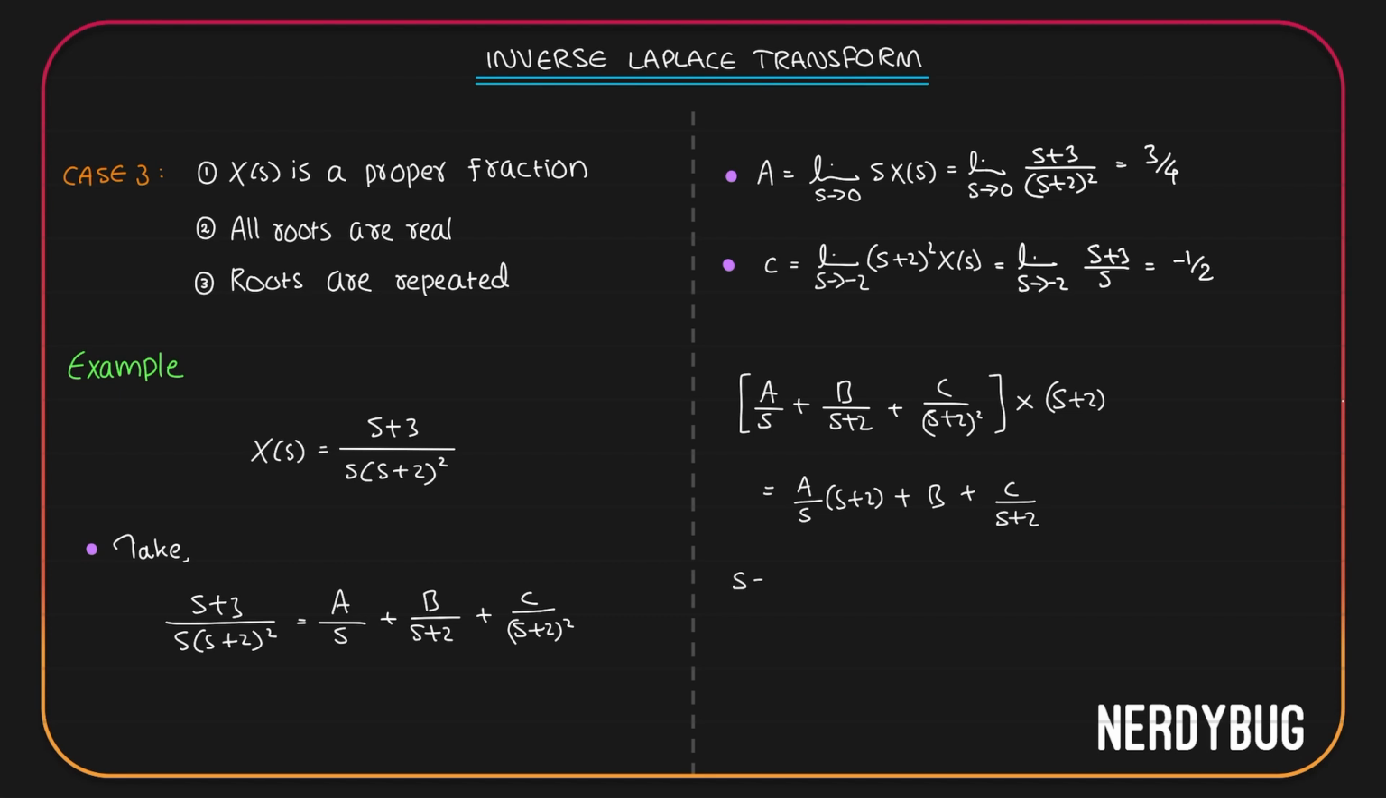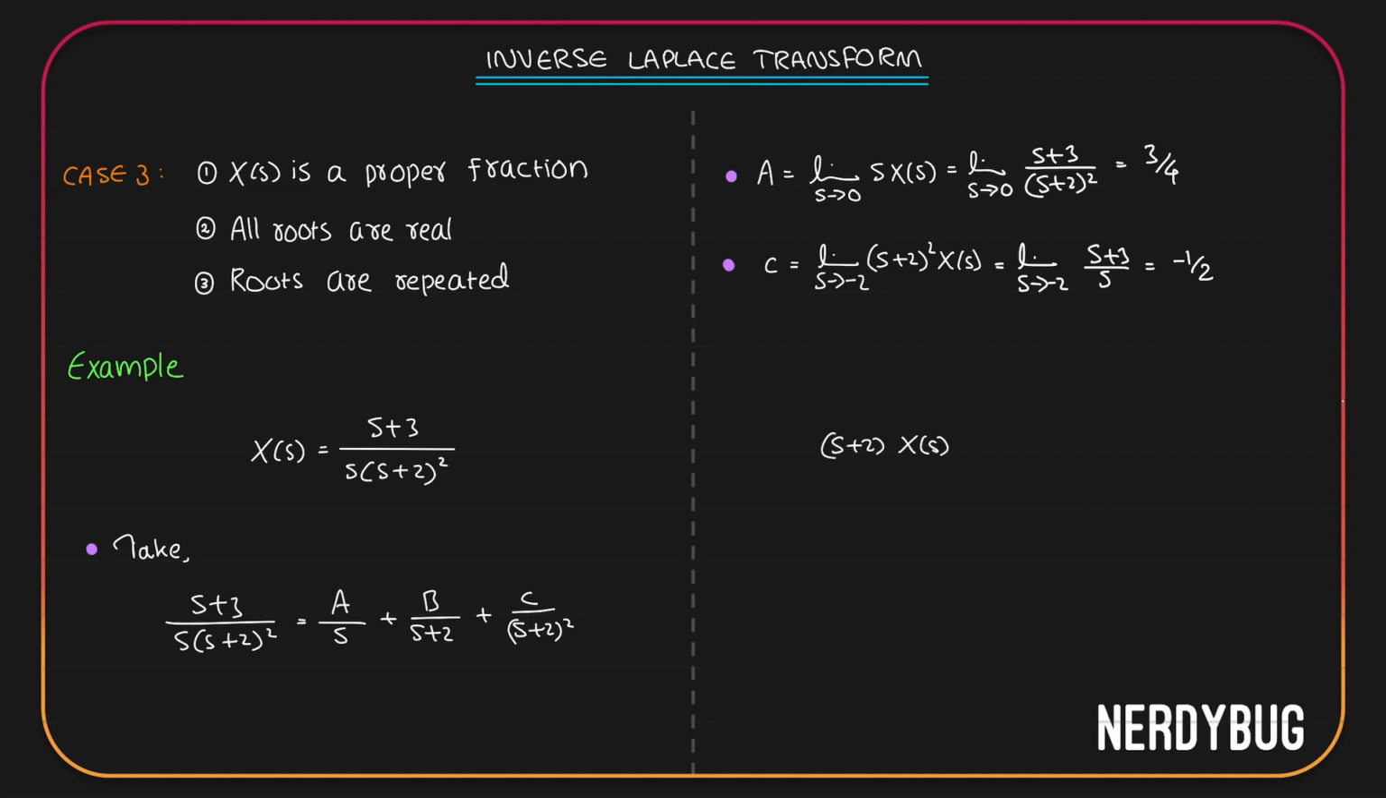Now, if you give the value s equals minus 2 to this, what happens is this (s plus 2) will become 0, so that is okay. Here you will get B, that is also okay. But the third term has (s plus 2) in the denominator, so it will become C by 0, which is indefinite. So this method will not work for us to find out B. To find B, we have to do something else. We will take X of s, we will multiply it with (s plus 2) whole square instead of (s plus 2), just like we did over here to find C.